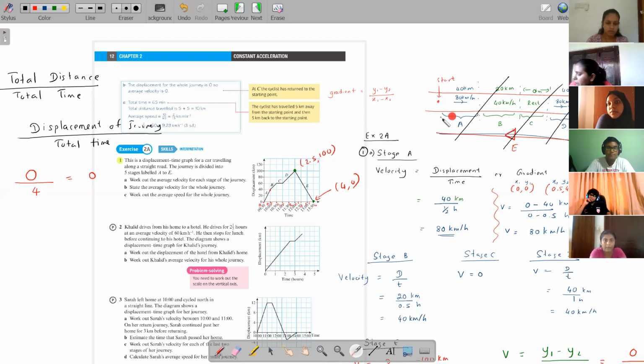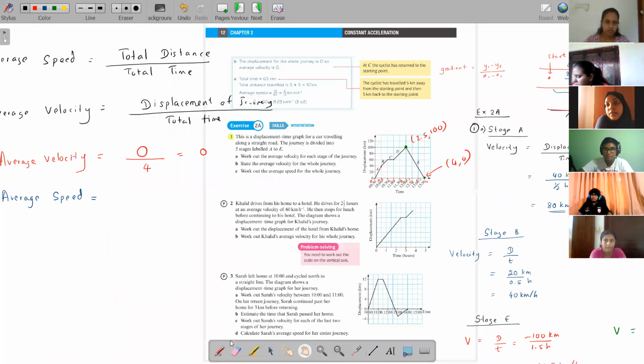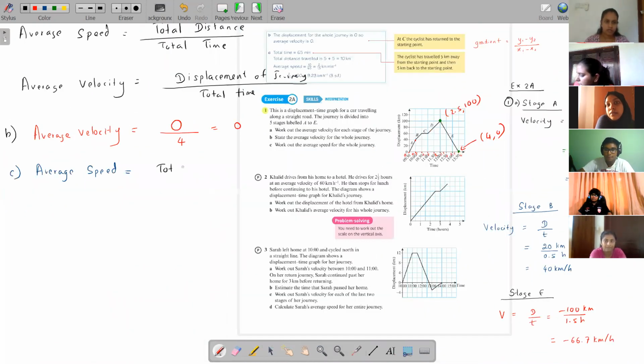So I have drawn the roadmap here and the graph is also here. Very clearly, you have gone 100 kilometers front. You are coming another 100 kilometers back. So at the end of the day, your distance is 200 kilometers. So average speed is total distance over total time. Total distance is 200 kilometers, total time is 4 hours, and the answer is 200 divided by 4, 50 kilometers per hour.